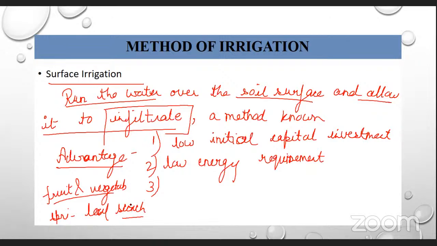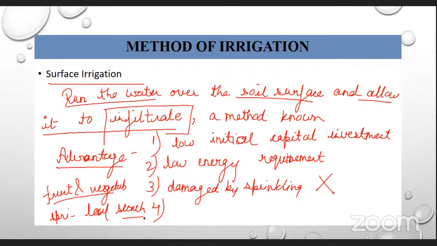Okay, scorching means on the fruits we see that, and maybe the leaf functioning will be hindered. So the damage by sprinkling is prohibited in the surface irrigation.